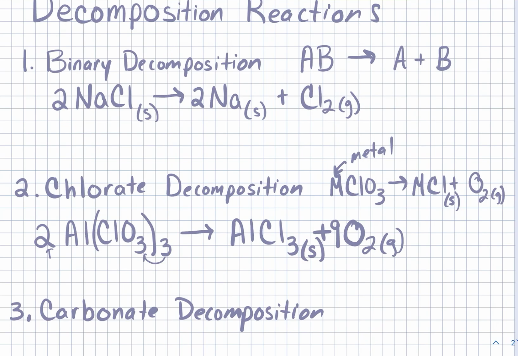Well, now I also need to balance my aluminum. I now have 2 aluminum, so I'm going to put a 2 out front. And that gives me 2 aluminum. I also have 2 times 3, which is 6 chlorines. But the nice thing is that since I put that 2 there, times the 3, that gives me 6 chlorines. So I'm balanced.